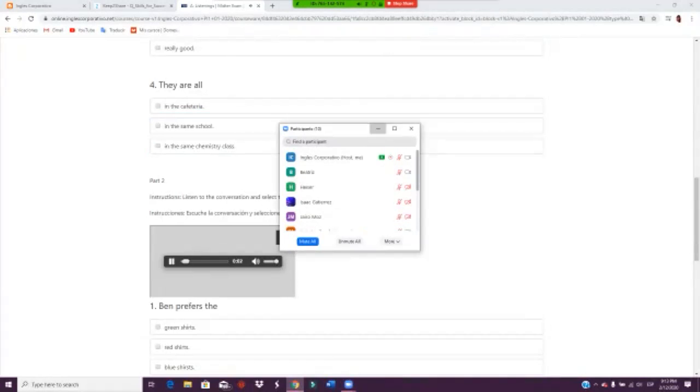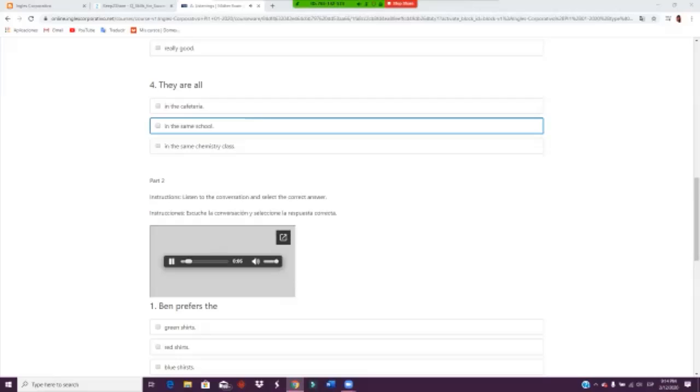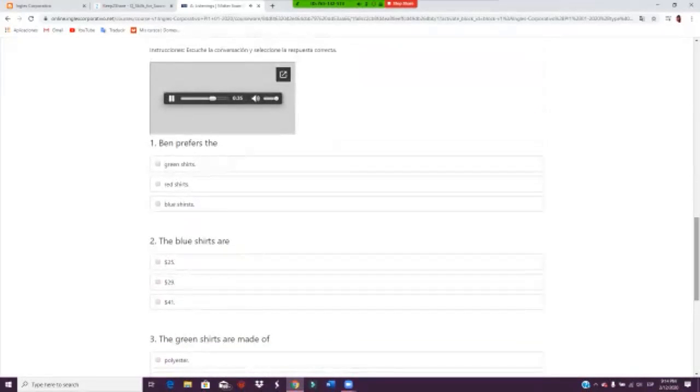Anne and Ben are talking in a clothing store. Listen and check the correct answers. Hey, those shirts look nice. What do you think, Ben? Yeah, Anne, they do look nice. I really like the blue ones. And the green ones are nice, too. Which ones do you prefer? I think I like the green ones better. They're very stylish. Oh, but look at the price. $41. That's expensive. The blue ones are only $29. That's more reasonable. But they're polyester. The green ones are made of better material. They're cotton. Say, Ben, what size are you? Small or medium? I wear a medium. But there aren't any medium ones in blue. They're all large or small.